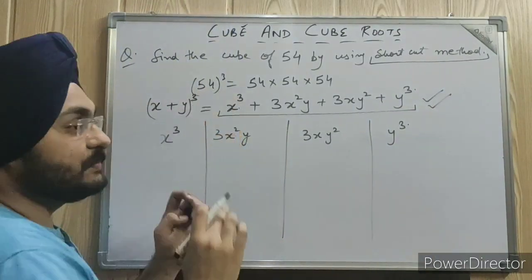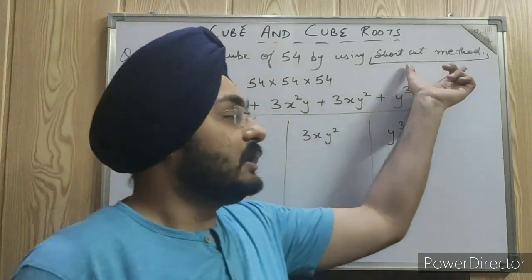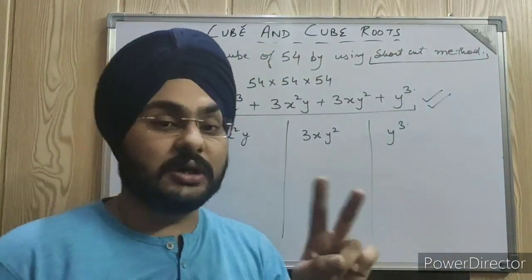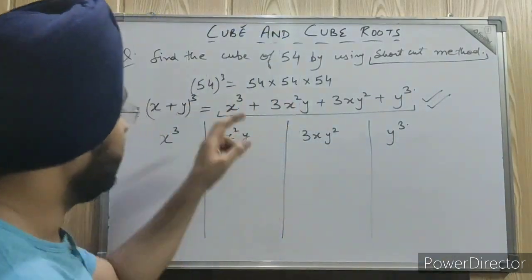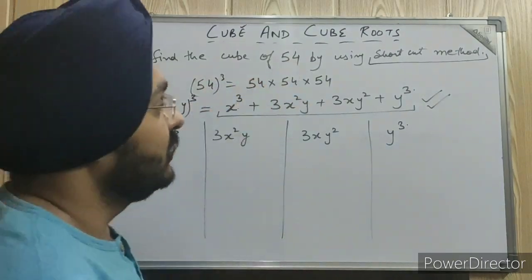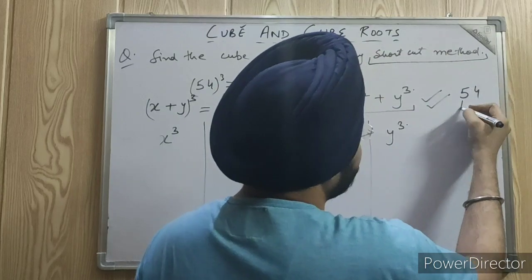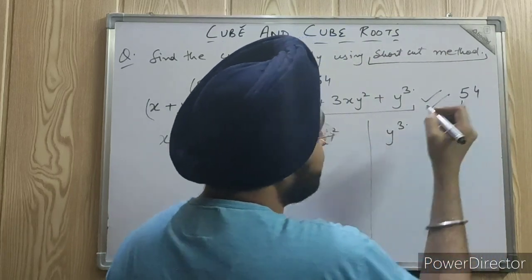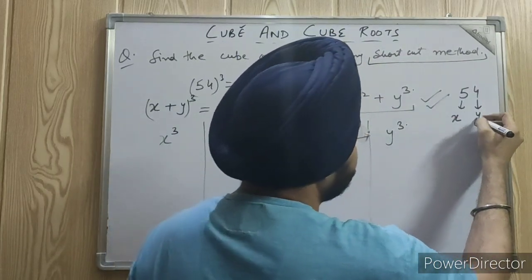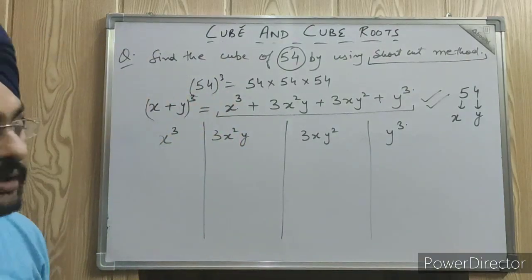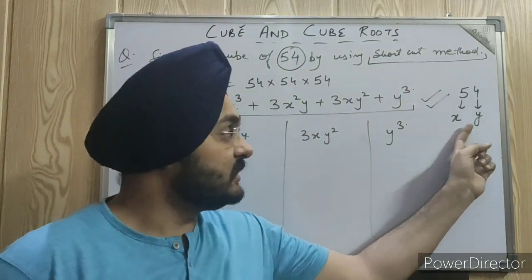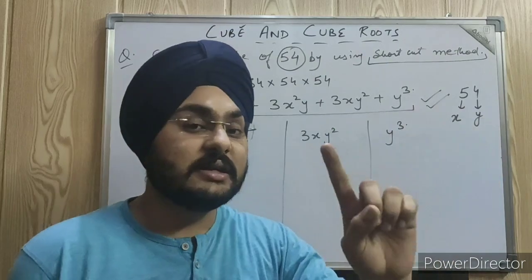This shortcut method we will be applying just for 2-digit numbers only. So here the 2-digit number is 54. The first number you will be taking as X, and the second number will be your Y here.